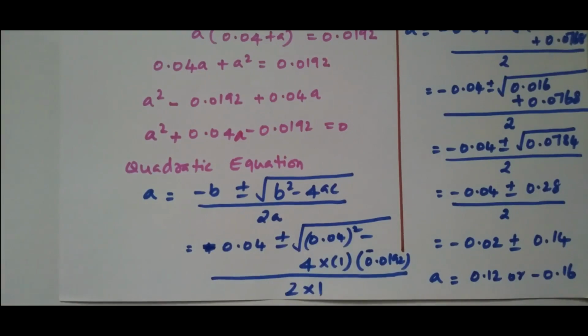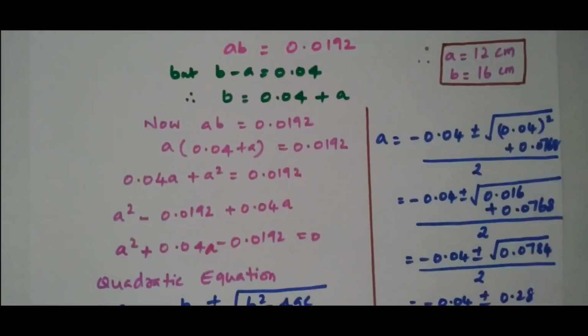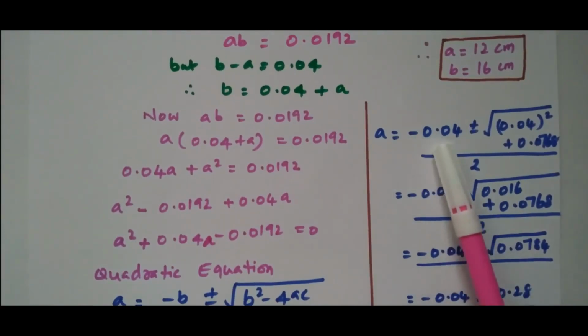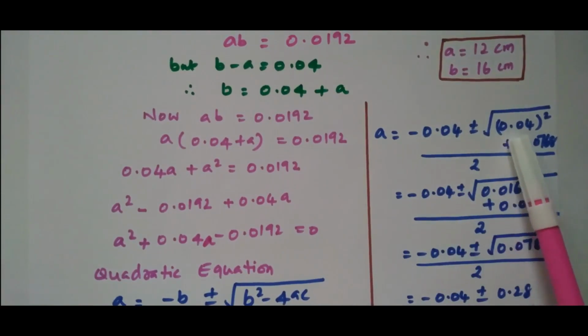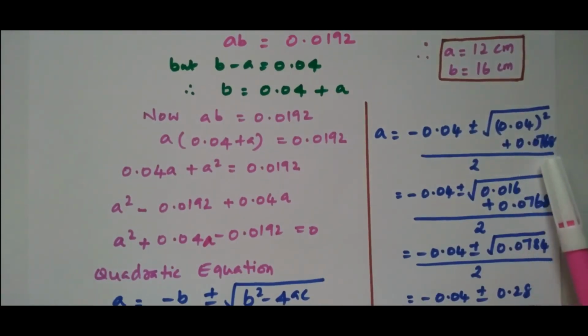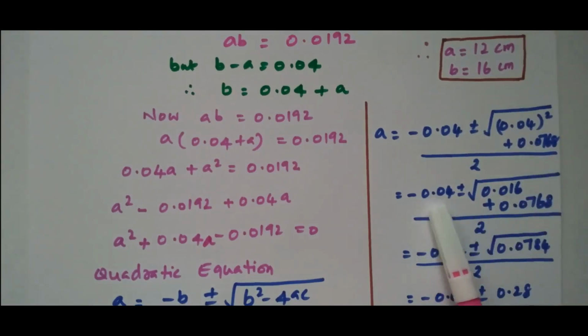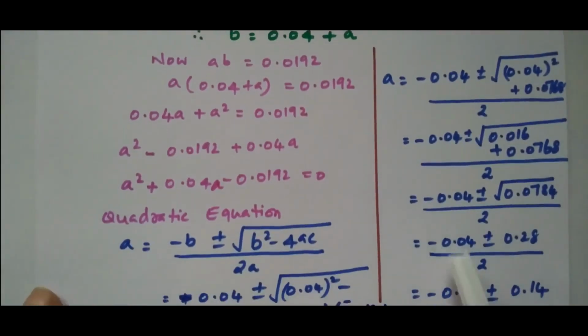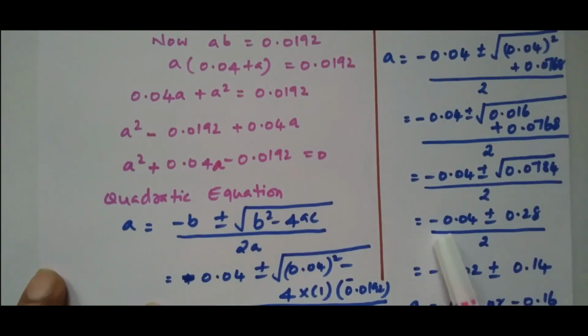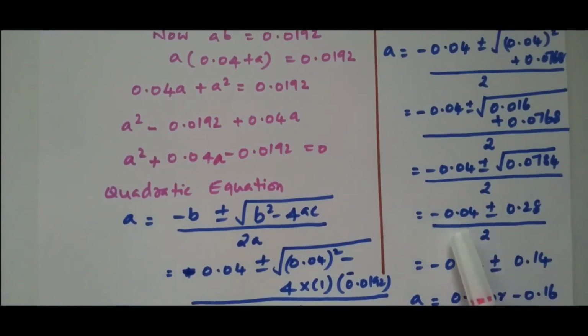Now we need to simplify this expression. After simplification, we have minus 0.04 plus or minus the square root of 0.04 square plus 0.0768, divided by 2. Now both the values are added together: 0.04 square plus 0.0768 gives 0.0784. While taking the square root, what we got? Minus 0.04 plus or minus 0.28, divided by 2. Now we can divide by 2, which can be written as minus 0.02 plus or minus 0.14.